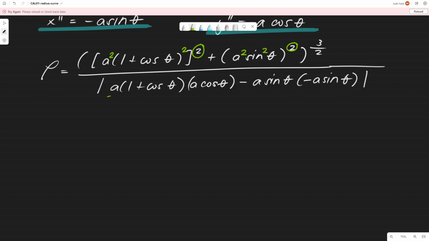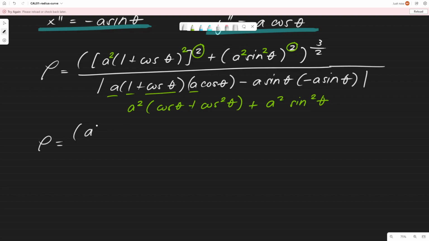No, so sa baba naman, a times a is we have a squared. Okay, then we have cosine, distribute natin dito at saka dito. So we'll have cosine theta plus cosine squared theta. Then we have negative times negative, that is positive. A times a is a squared. Sine theta times sine theta is sine squared theta. Ayan. Okay? So, we have therefore rho is equivalent to the quantity of a squared times, expand natin itong binomial na to, 1 plus cosine theta quantity squared. So, we have 1 plus 2 cosine theta plus cosine squared theta. Yan na yun. Then, we have plus a squared sine squared theta raised to 3 over 2.